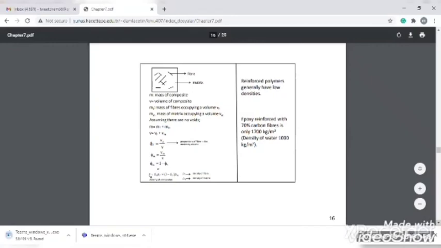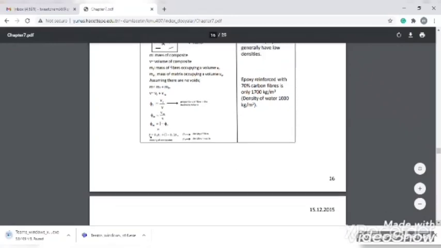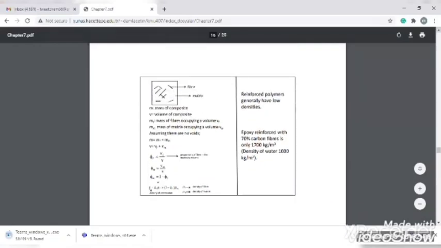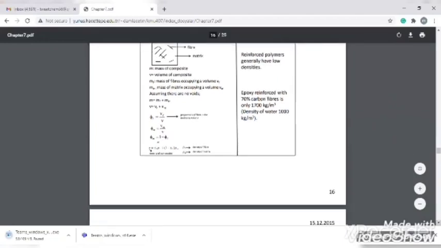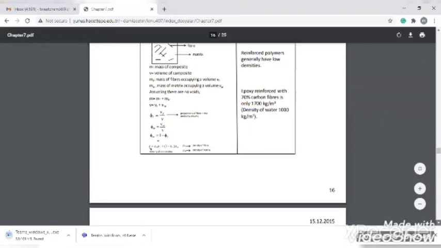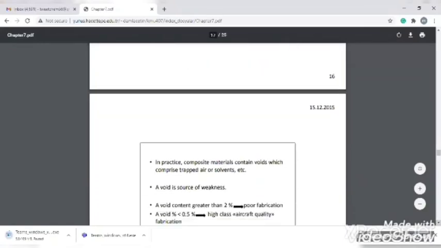Assume there is no void, then we add the masses and divide by the volumes, so the volume ratio comes out. From the volume ratio you can find the density of the fiber and the density of the matrix. Similarly, you can see in the other part, reinforced polymers generally have low densities. Epoxy reinforced with 70% carbon fiber is only 1700 kilograms per meter cube, and the density of water is 1000 kg per meter cube.